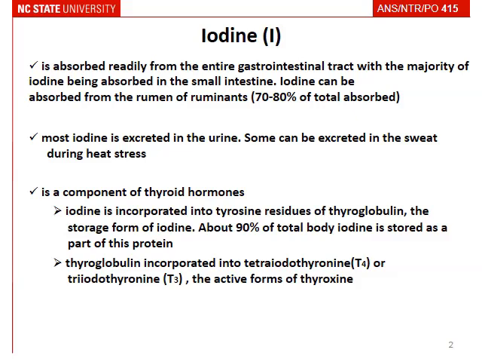tetraiodothyronine, or T4. So if you've ever had your thyroid tested, they test for T4 and T3. T3 is triiodothyronine, and those are the active forms of thyroxine. So those are the ones that are actually maintaining your basal metabolic rate.